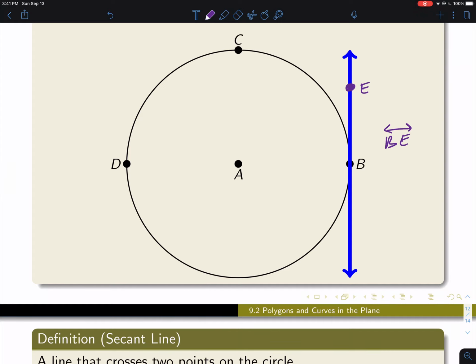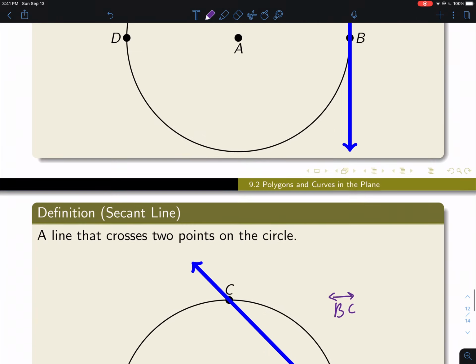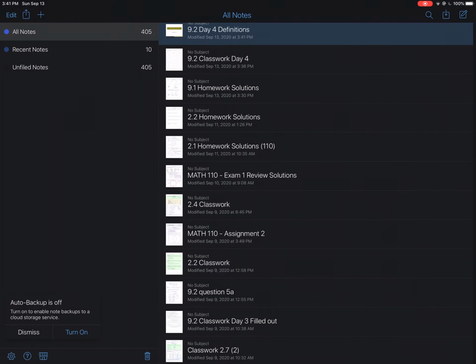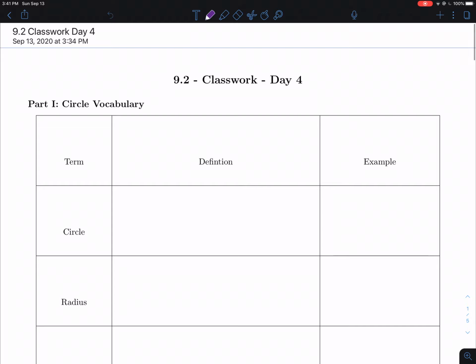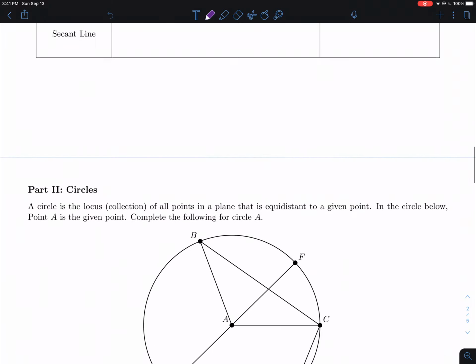I just went through those real quick. Take your time, pause the video, and write these definitions down in your notes, and they'll come in handy when we're doing some of the activities. So let me go back to the classwork. That takes us through the first 2 pages of notes.